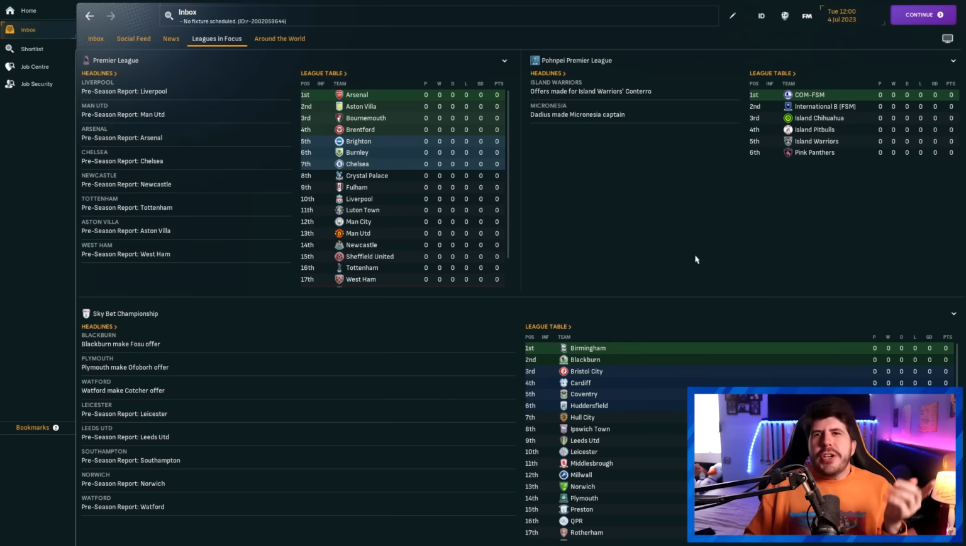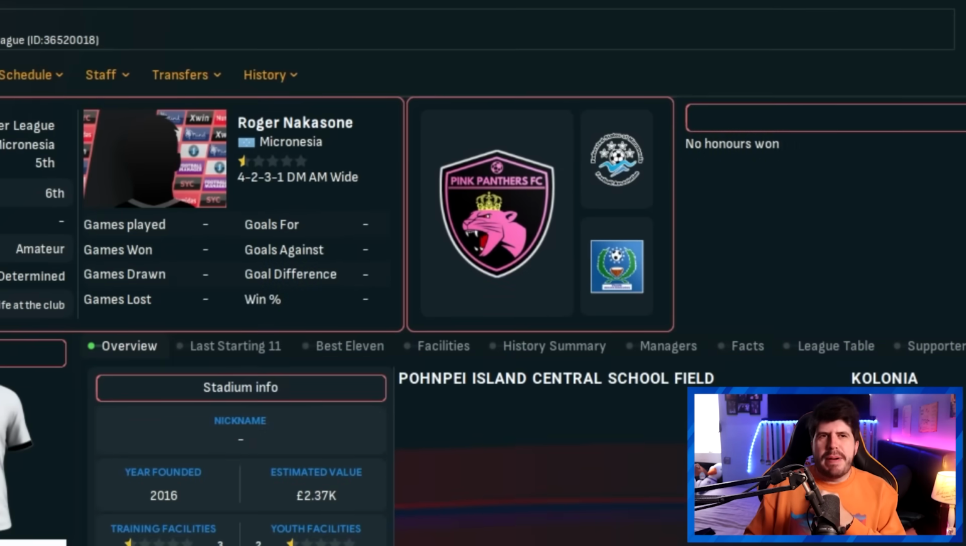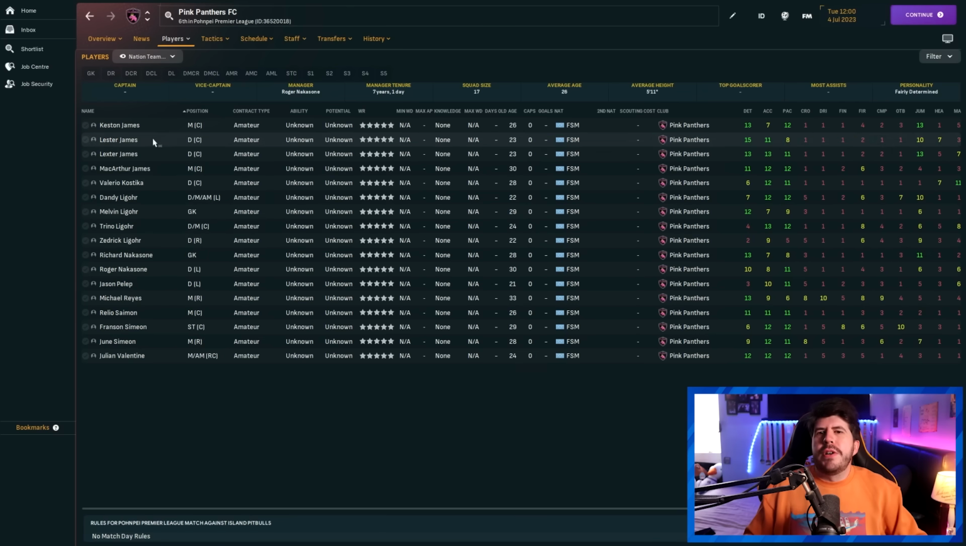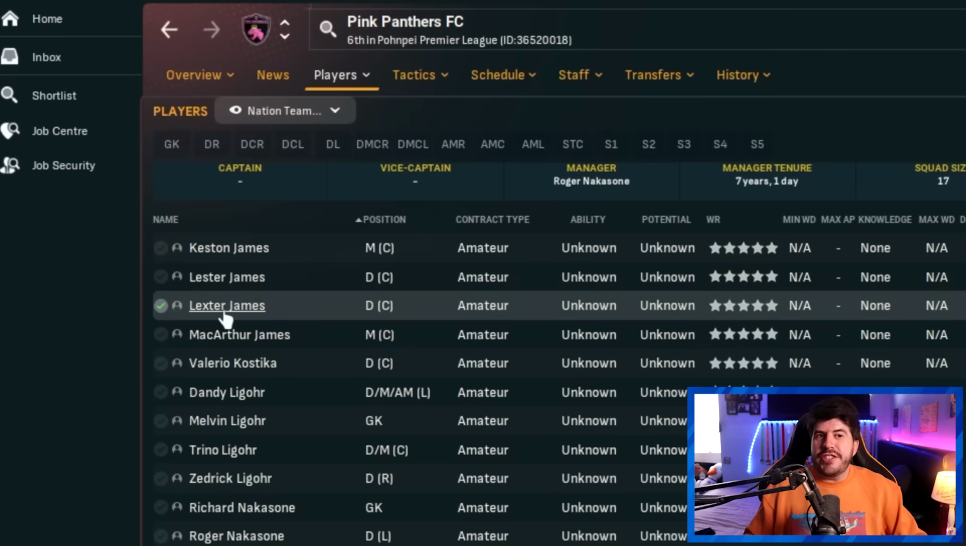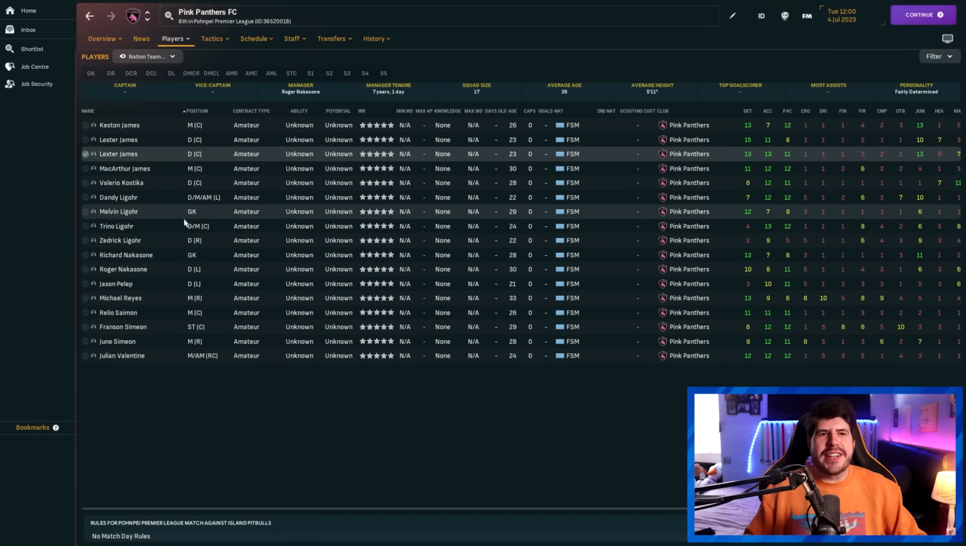But just before we do, because we have Micronesia turned on, I was introduced to some absolutely wonderful team names, my favourite of which, of course, was, well, I mean, speaks for itself. Pink Panthers. And then who should I find in their squad but two different fellas called Lexter and Lester James, both of whom are 23, both of whom are centre-backs. Terrific, they must get so confused. But for now, we move.